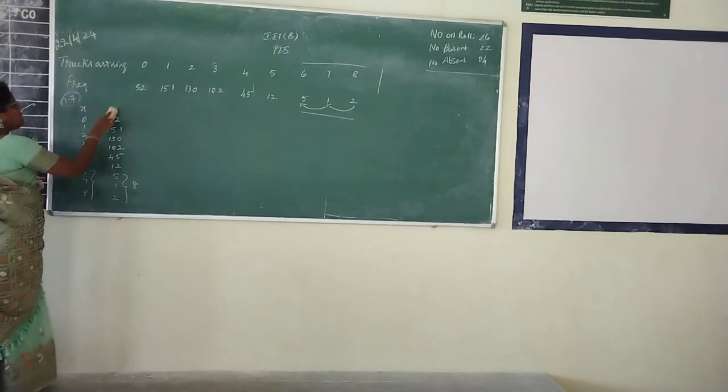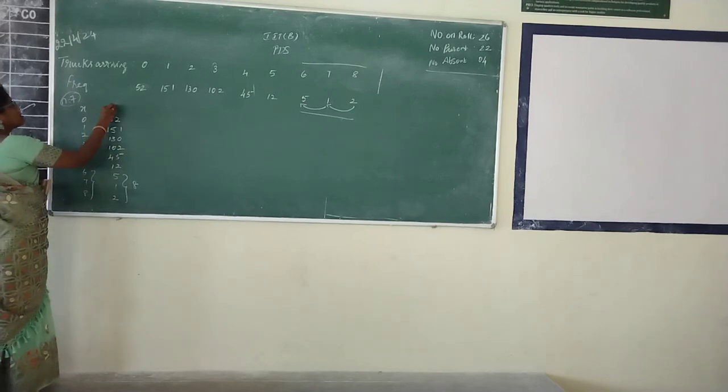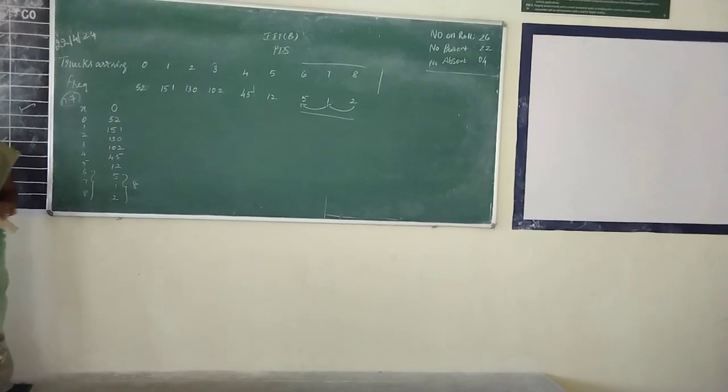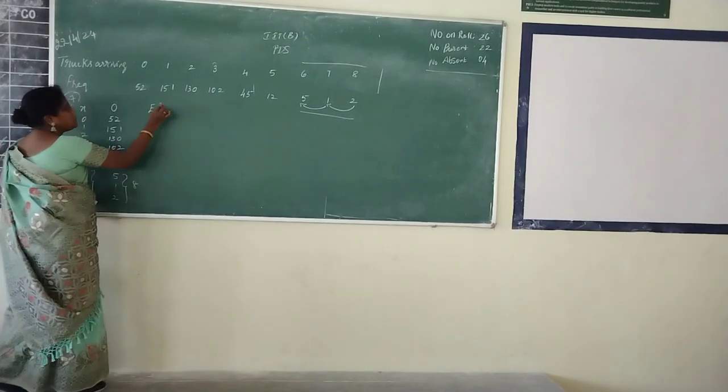Sorry, but this is not the E value. This is observed or E? Observed values. Whatever is given is observed. You have to calculate E here. What is the formula for E?